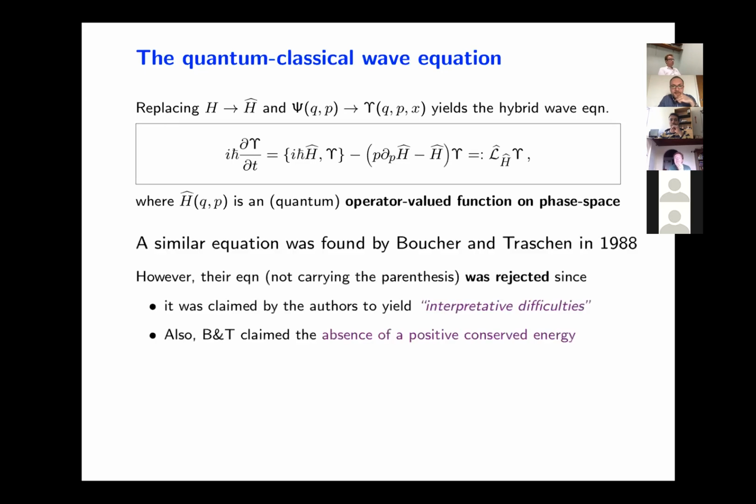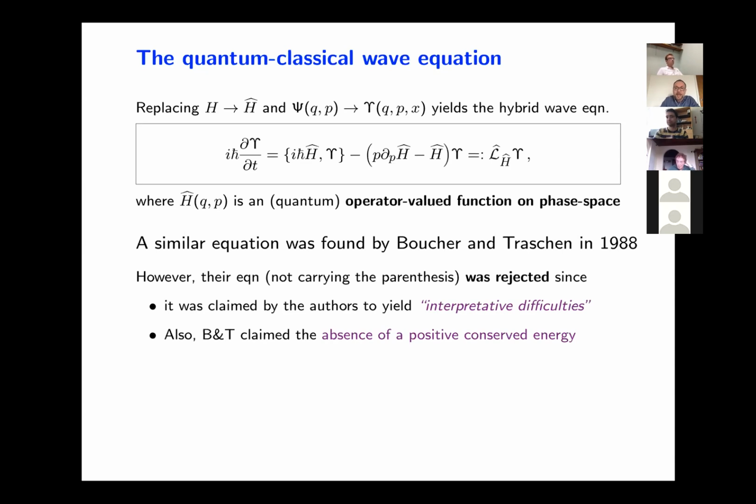Right, so it turns out that these type of equations are not new. This is not new to us. This already appeared in Boucher and Traschen's paper from 1988, even though that equation didn't carry the term in parentheses, and it was rejected because of interpretative difficulties. And the authors also claim the absence of a positive conserved energy.